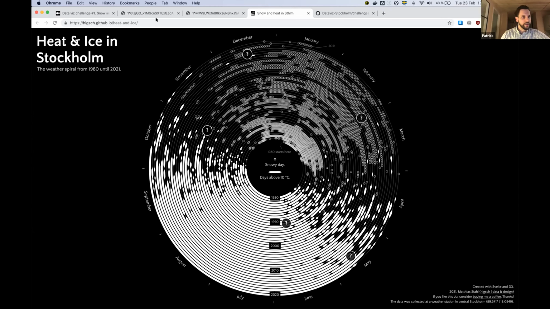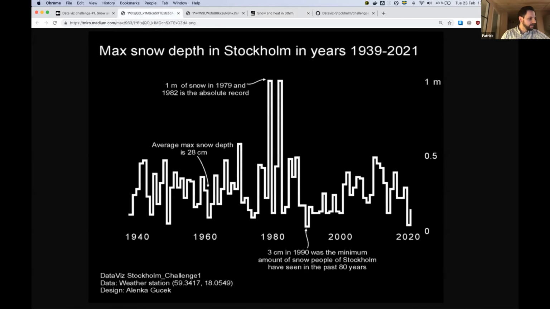Yeah, and I actually have a little bit of a cheat sheet here telling me that you, Alenka, did not code this thing up in JavaScript. So you're the odd one out. How did you actually create this chart?